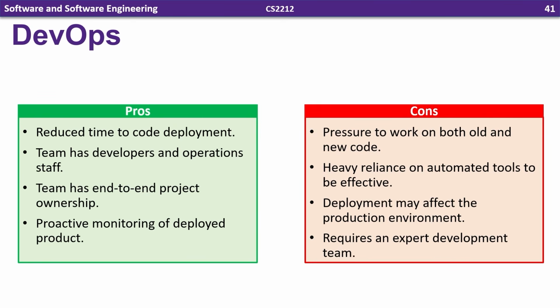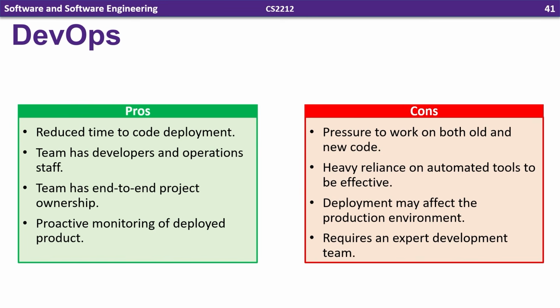So there's pros and cons to this, like with everything. Pros are reduced time to code development. Team has developers and operations staff. Well, that's one of the big differences between this and the other methods we've seen, which is that the other methods tend to just have developers and stakeholders rather than things like IT operations staff. Team has end-to-end project ownership and proactive monitoring of deployed products. So we're constantly monitoring what we've actually deployed, helps us to find issues, defects, bugs sooner. It's not like we're sending it away necessarily and just waiting for a user to eventually report it to us.